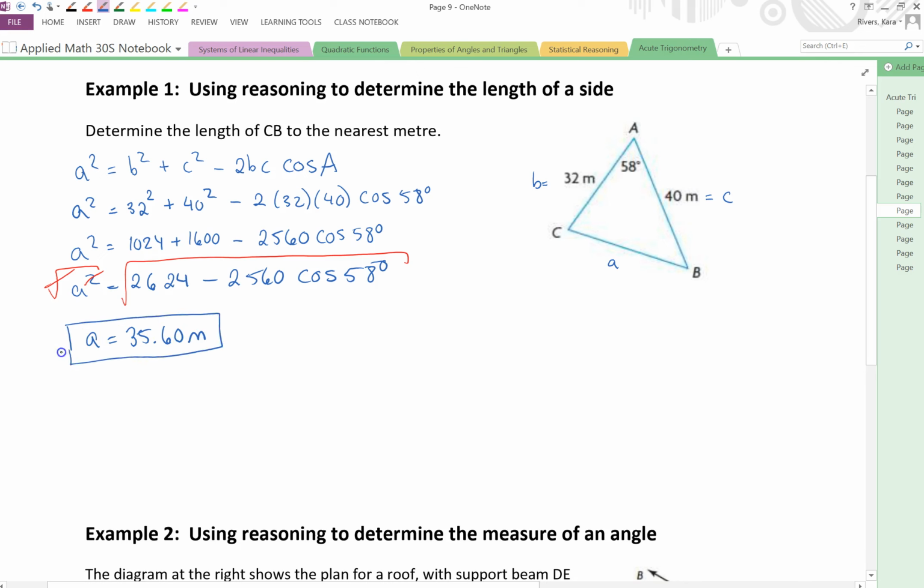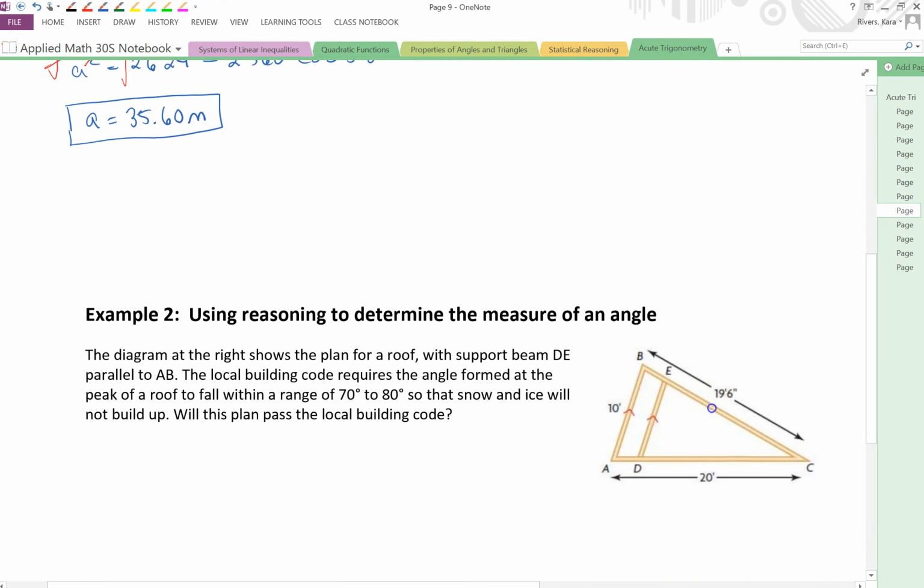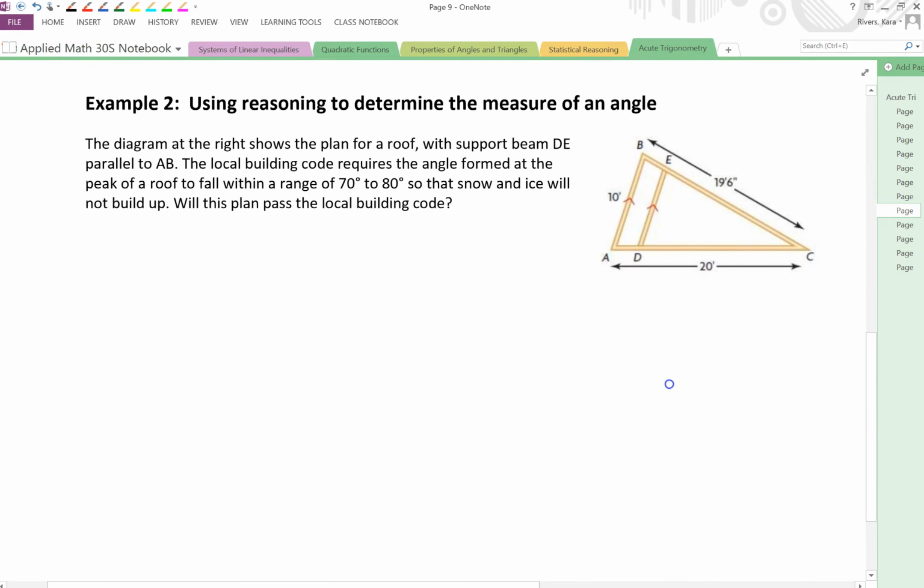So that's how we use the cosine law to solve for a side length. How do we use it to solve for an angle measure? Let's take a look at that here. The diagram to the right shows the plan for a roof with support beam DE parallel to AB. The local building code requires the angle formed at the peak of a roof to fall within the range of 70 degrees to 80 degrees, so that snow and ice will not build up. Will this plan pass the local building code?